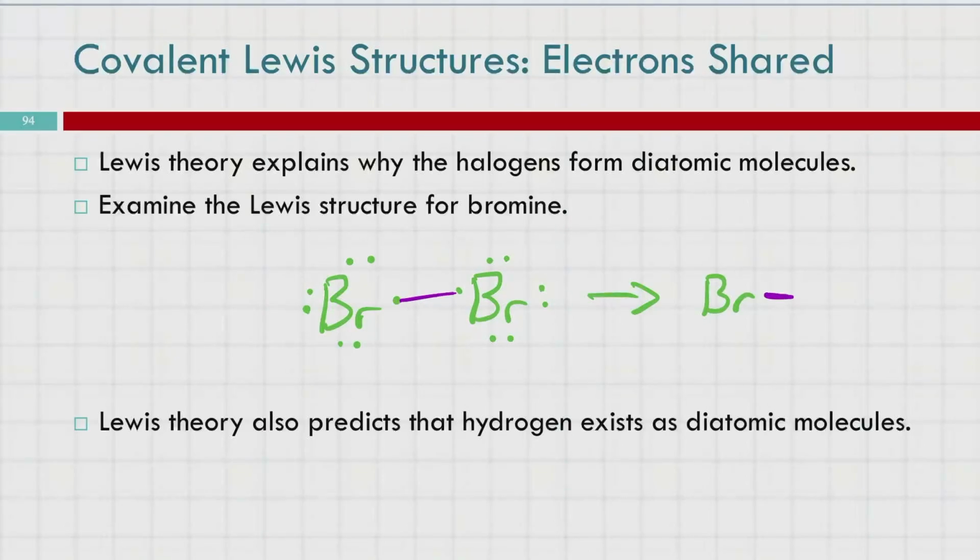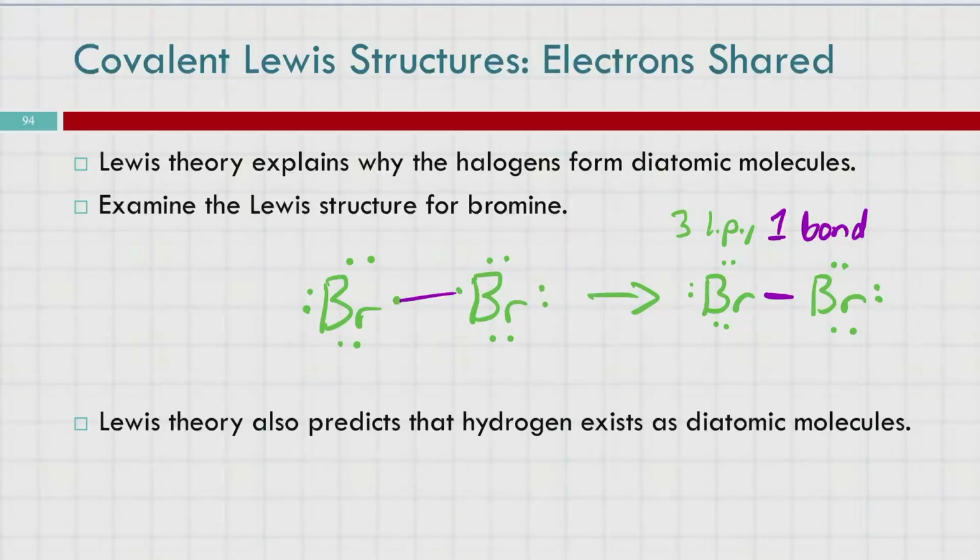So bromine bonds with another bromine. So each bromine has the same configuration. We've got 3 lone pairs. And we've also got 1 bond. Each lone pair is 2 electrons, 3 times 2, 6 electrons amongst our 3 lone pairs. We also have the 1 bond that's also 2 electrons.